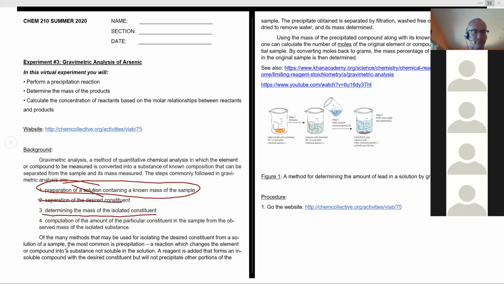Okay? So there's a lot of different ways for doing this sort of assay. Good old word, assay. One is precipitation. And for precipitation, we just put an arrow next to the compound that's going to be precipitated.